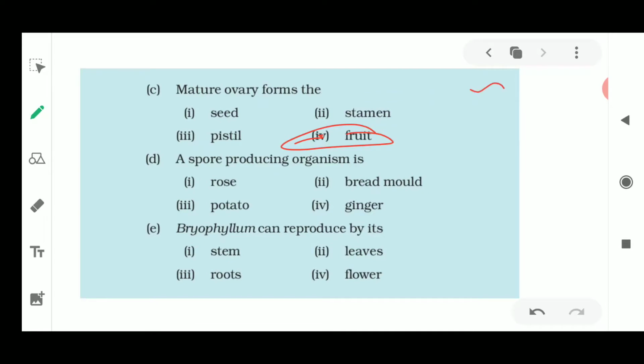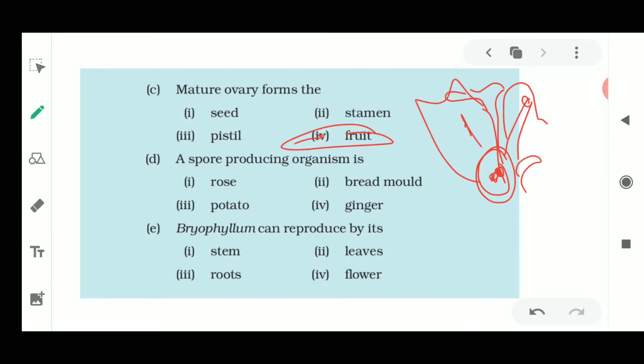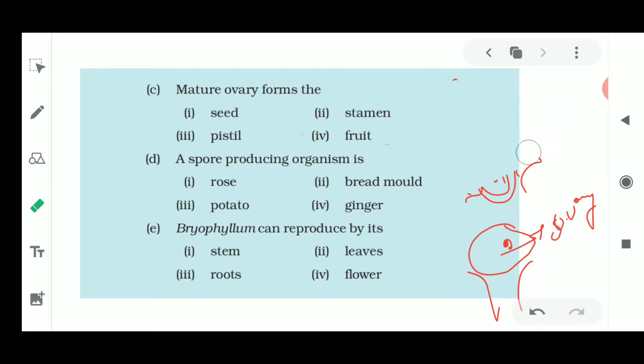Okay, now what happens, as I told you that after fertilization what happens, the zygote is present inside. Now this zygote develops and all the parts which are present here, the petals, sepals, all these are going to wither away. So we are only left with the ovary. Okay, so this ovary is going to swell. This ovary swells and inside the ovary we have the seeds in the form of the zygote and the embryo. So this develops into the form of the seeds. Okay, so this is about the option which you need to select from these four. So the best one is the fruit.